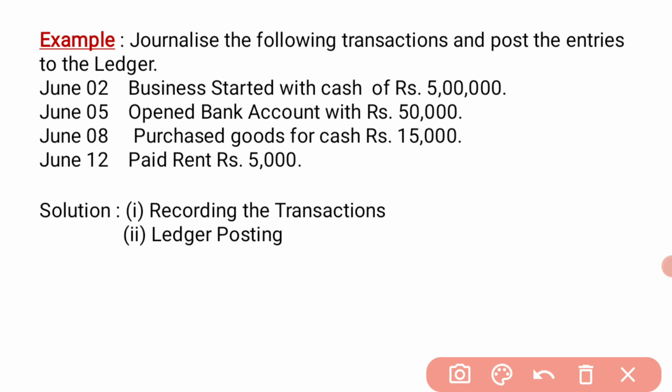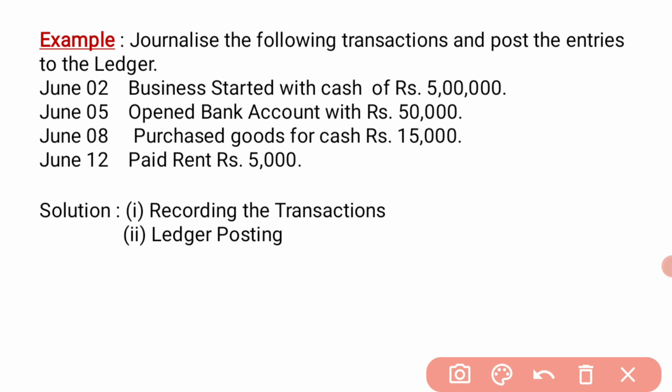So what are the transactions, let us see. They have mentioned the date here, June 2. Business started with cash 5 lakh. So what will be the transaction? Here capital account is there, then cash account is there. Next, June 5, opened bank account with rupees 50,000, bank account and cash account. Then June 8, purchased goods for cash 15,000. So here cash account and purchase account. Next, June 12, paid rent 5,000. So rent account and cash account. So these are the transactions.